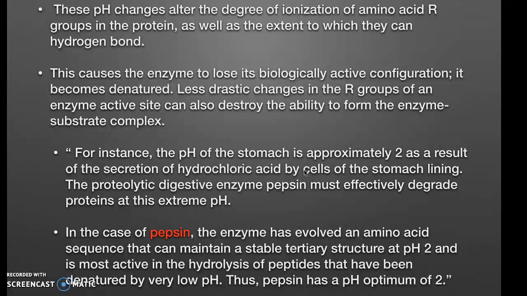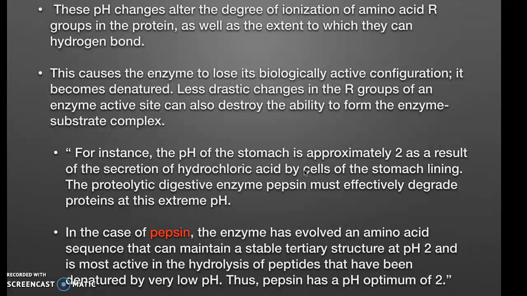But to paraphrase it, the pH in the stomach is approximately 2. As a result of that, the secretion of hydrochloric acid, also known as HCl, by our cells in the stomach lining when breaking things down, the proteolytic digestive enzyme pepsin must effectively degrade proteins at this extreme pH, which is hard for it to do considering it's at a different pH level.